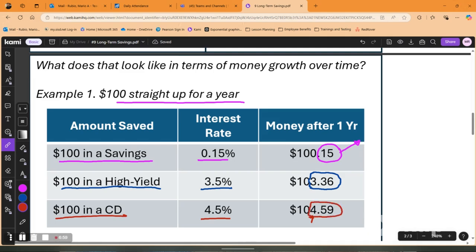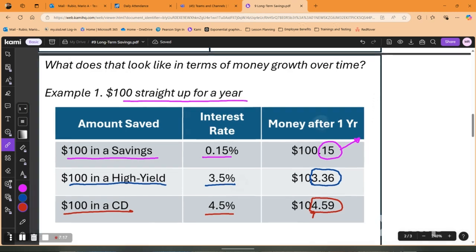So now you start to see, oh, when the interest rate goes up, that's more money I'm getting. This is free money. You didn't do anything. You didn't have to do anything but leave your money in that savings account. So even with just $100, you're still able to earn a little bit of money for free without doing anything.